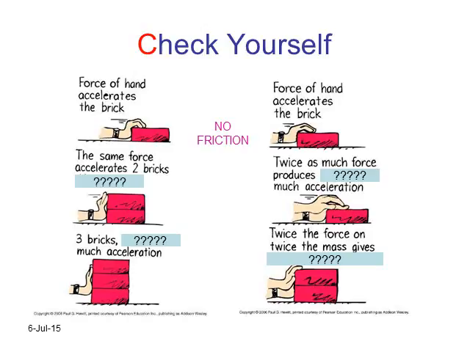All right, so just checking. Top left up here, we have the force of a hand accelerates a brick. We are assuming no friction in this, all right? As we go down that left-hand column, the same force accelerates 2 bricks. So does that go just as fast, half as fast, double as fast? Remember the previous slide? The same force accelerates 2 bricks.